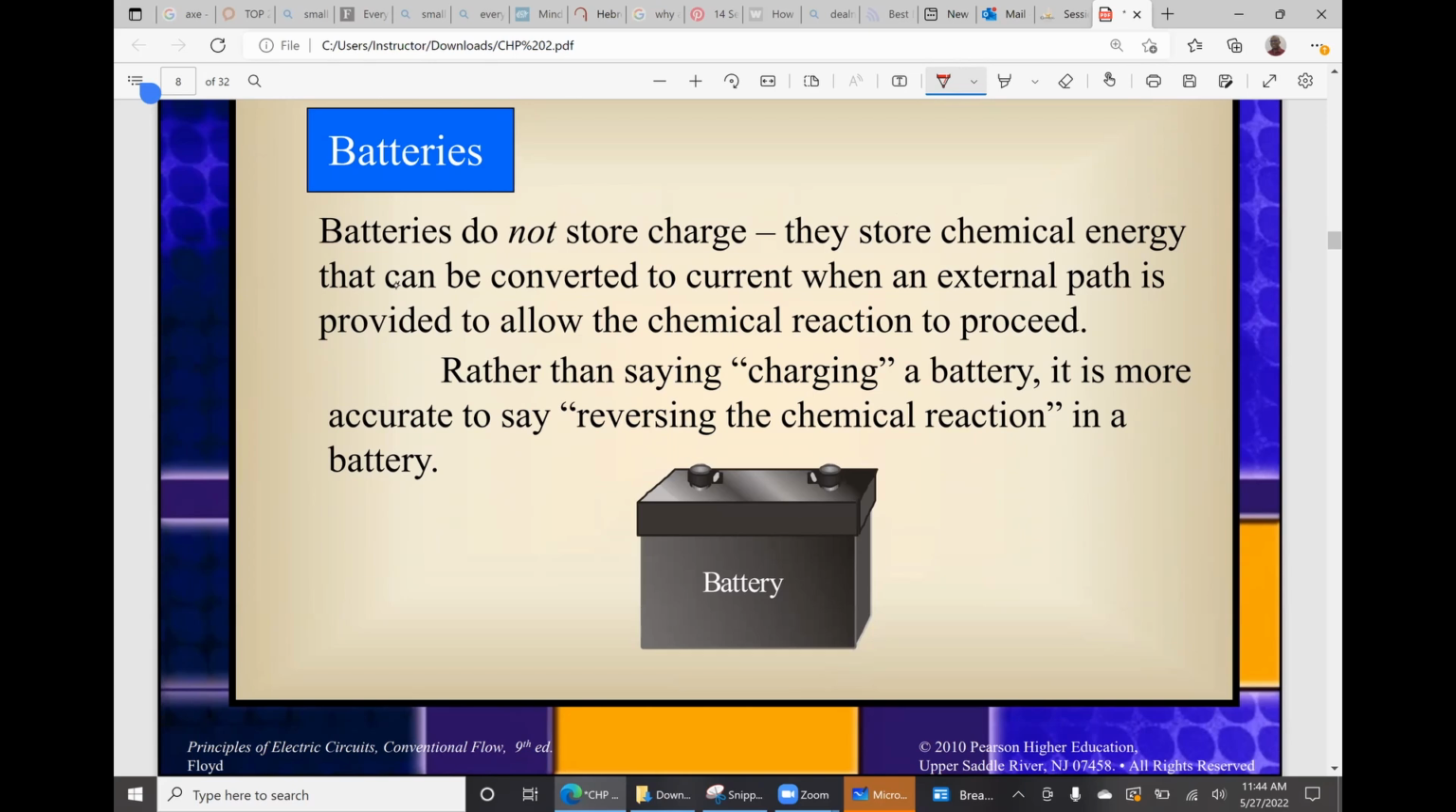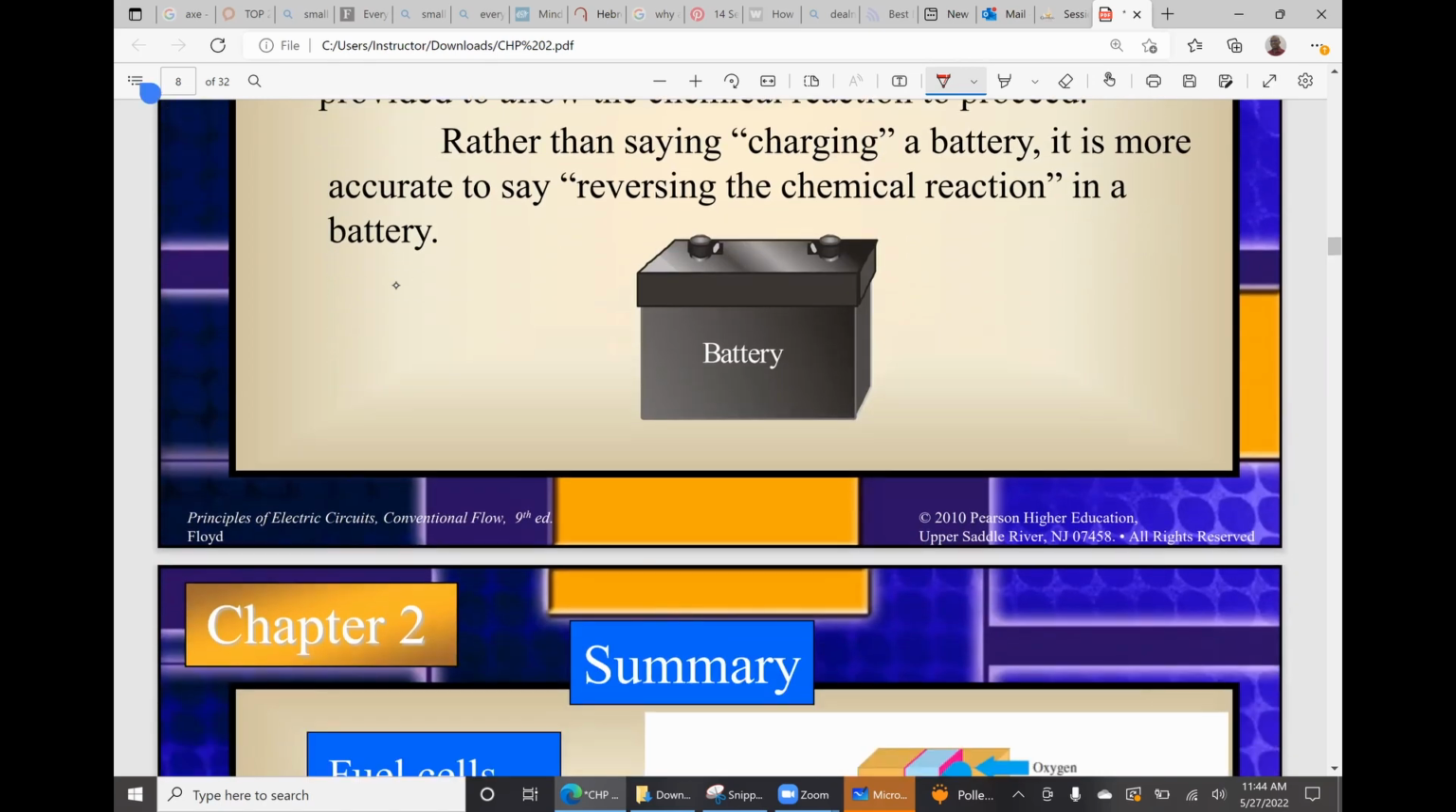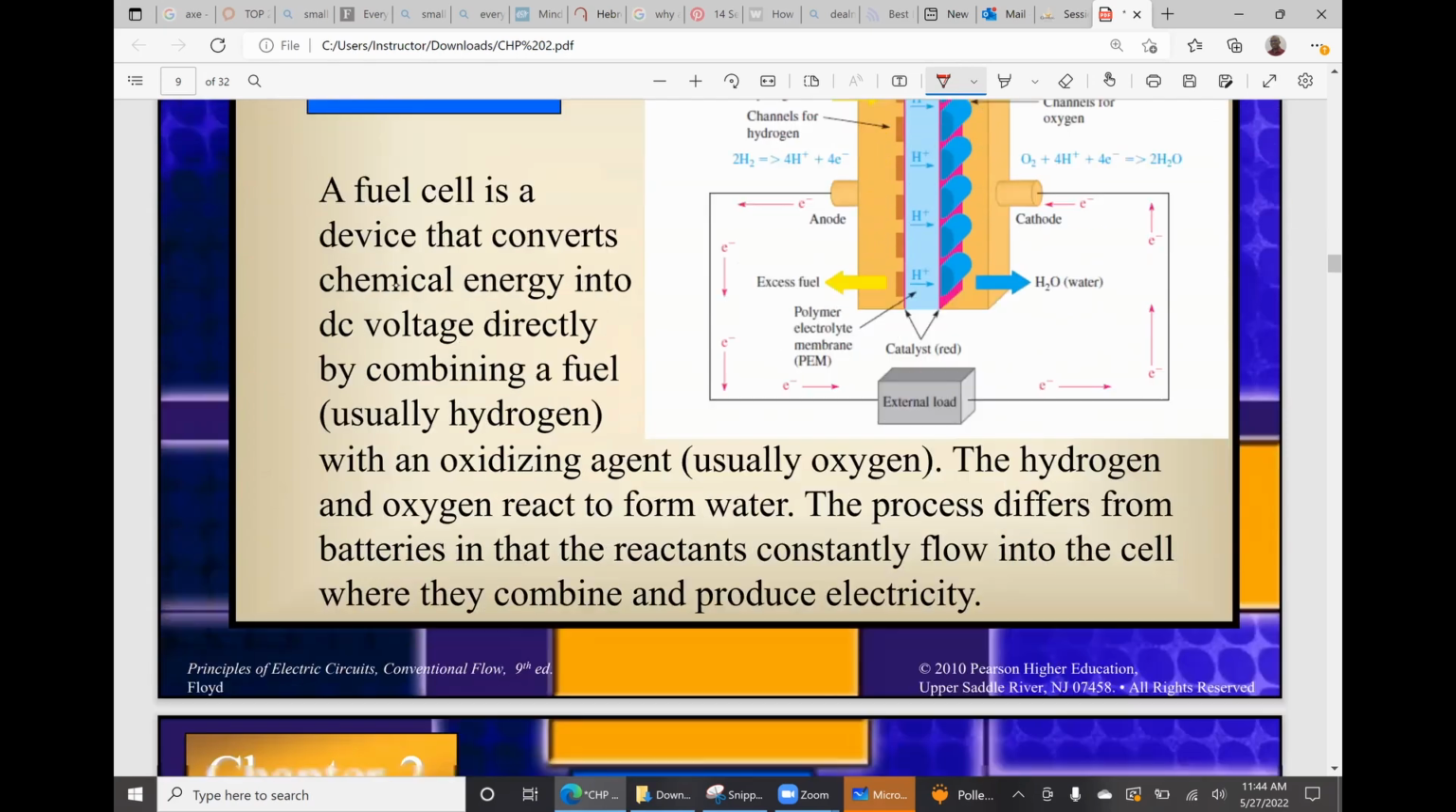Batteries do not store charge. They store chemical energy that can be converted to current when an external path is provided to allow the chemical reaction to proceed. Rather than saying charging a battery, it's more accurate to say reversing the chemical reaction on a battery. Now we have fuel cells.